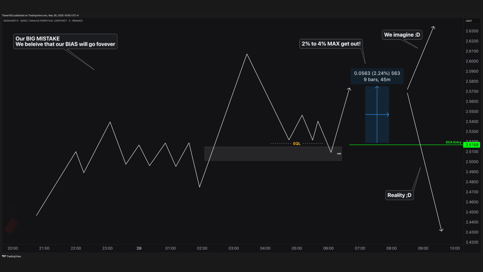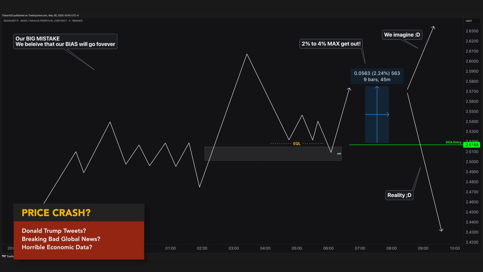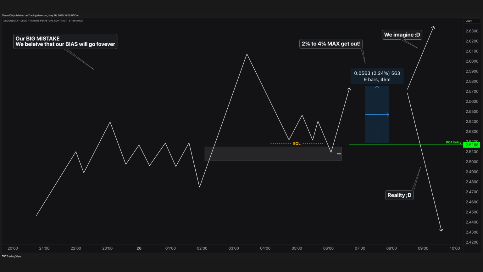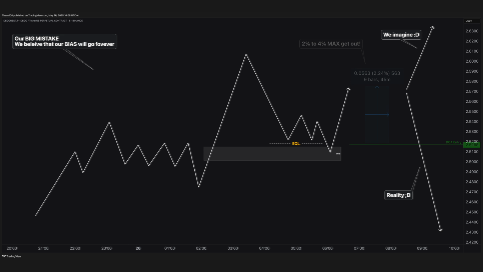Price can crash any second. A tweet from Donald Trump, or maybe bad global news. Sometimes any economic data can ruin our trades at any moment. So at the end, whether you cost average or use a classic RR, it really does not matter. You must be quick and compact. Let's say you enter a trade like this. The less you stay in a trade, the better.